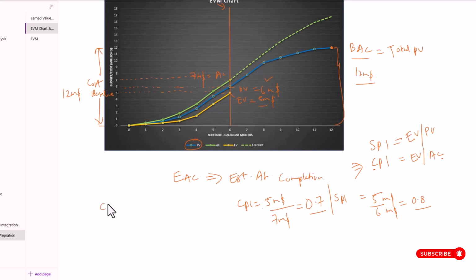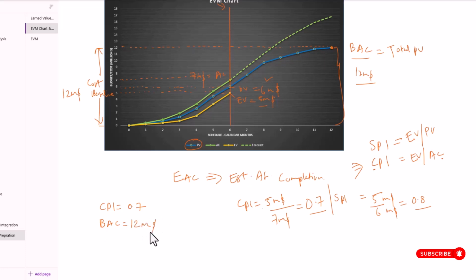So we know that CPI value is equal to 0.7. Also we need the BAC value, budget at completion. So budget at completion in this case is 12 million. You see here the total amount of money we're gonna spend to complete this project. So that would be our BAC. Alright, so we know the BAC, it's $12 million.